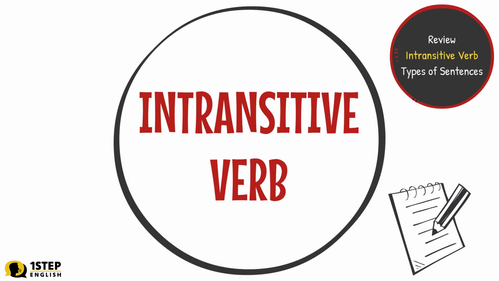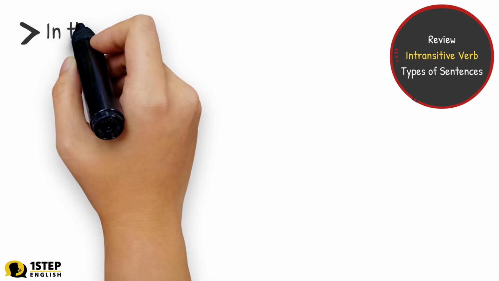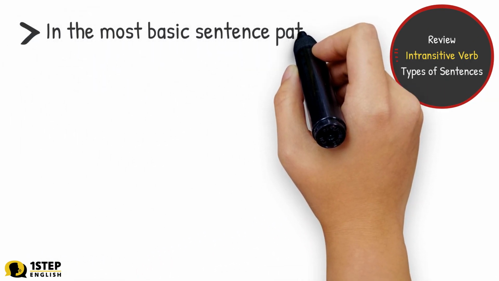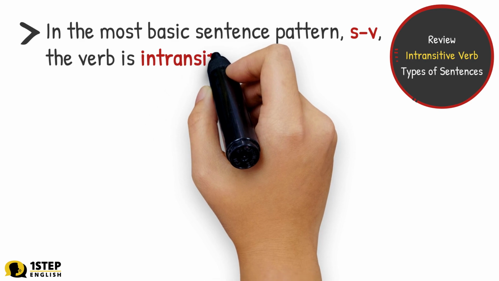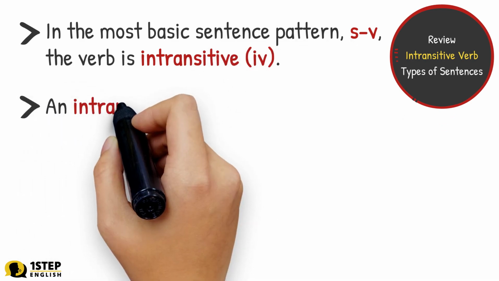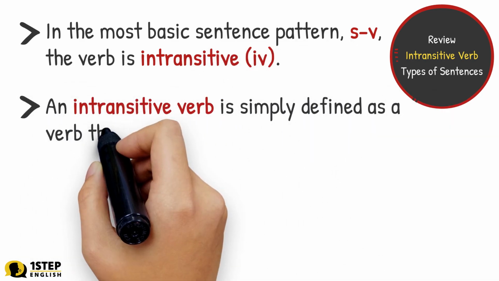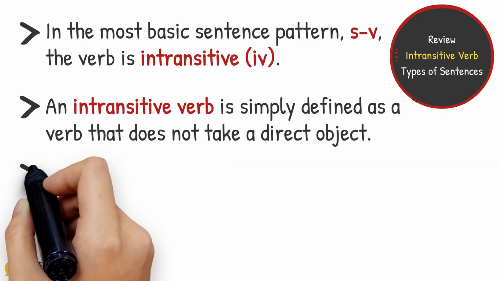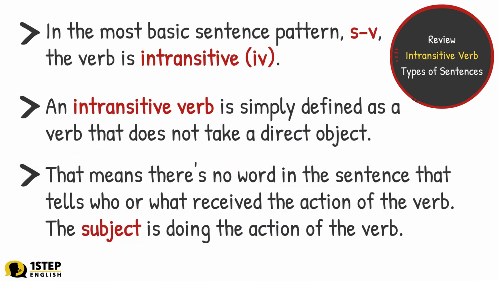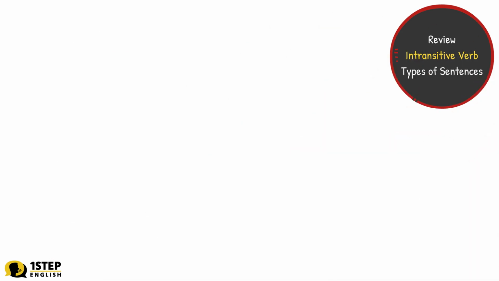Intransitive verb. In the most basic sentence pattern, SV, the verb is intransitive. An intransitive verb is simply defined as a verb that does not take a direct object. That means there's no word in the sentence that tells who or what received the action of the verb. The subject is doing the action of the verb. Let's discuss more about intransitive verbs through the use of the following examples.